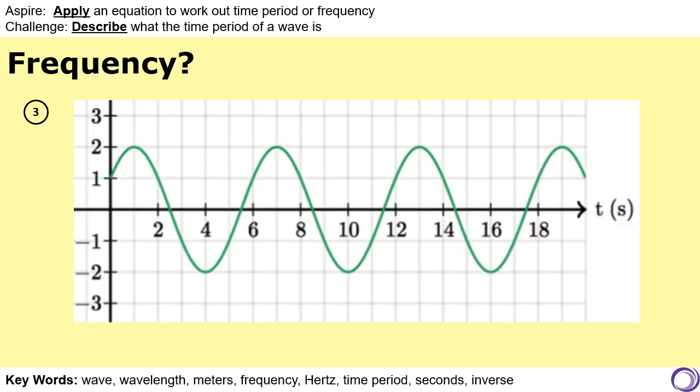So here is your third and final practice for finding frequency. So again, on this wave, can you find the frequency of the wave? 30 seconds, off you go.